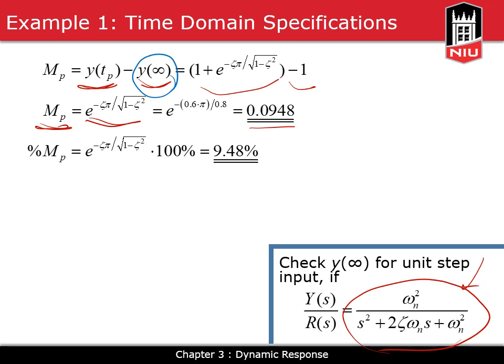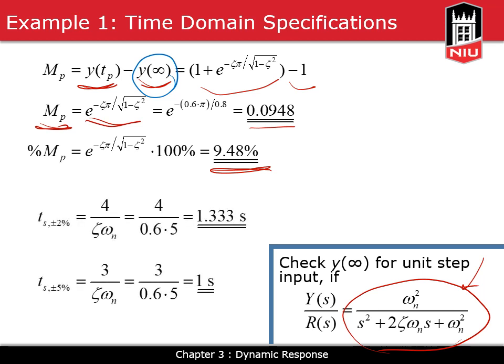So 0.0948 times 100 is 9.48%. This would be our percent overshoot. So basically, we're expecting our response to go over the value of 1 by about 10%, so almost reaching 1.1, and then it comes back down and gets closer to its final value.